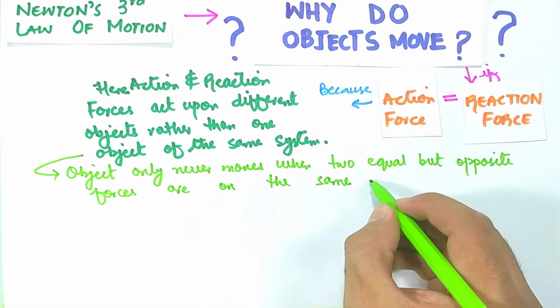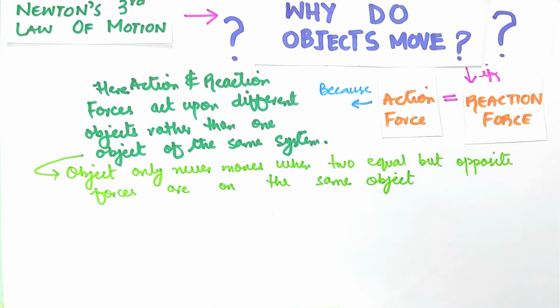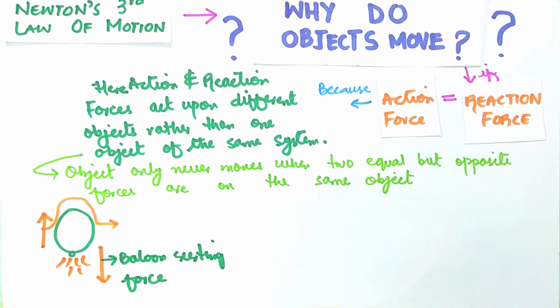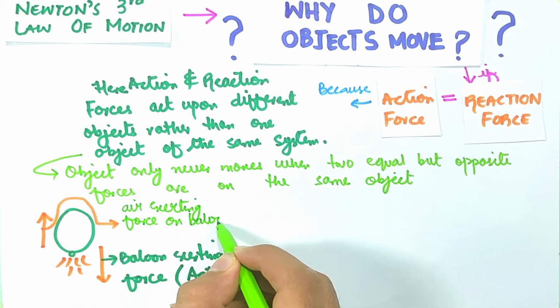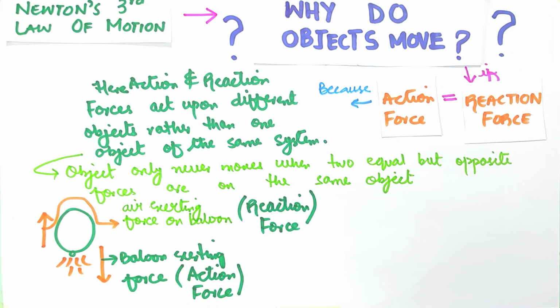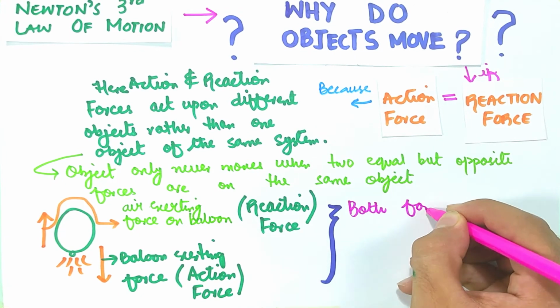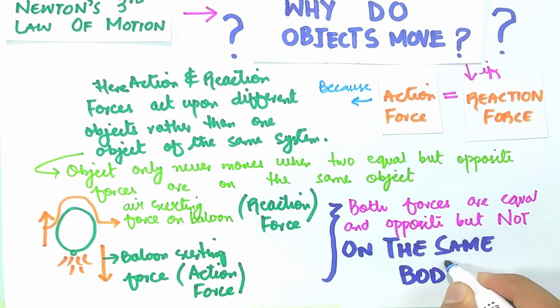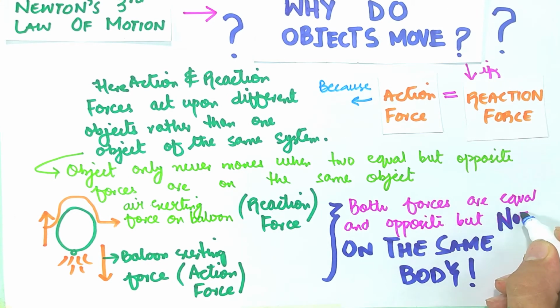Let's clear this misconception by taking the same balloon air example, where the balloon exerts an action force on the air downwards, which is the only downward force acting on the air in the system. In response, the air exerts a reaction force on the balloon in an upward direction, which is the only force acting on the balloon in the system. Therefore, action and reaction forces do not act on the same body. They act on different bodies of the same system. That is how objects experience motion.